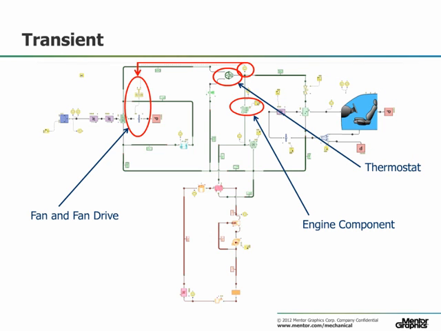In a vehicle thermal management network such as this, components such as the fan, thermostat, and engine block have additional functionality to model their real-world equivalents.